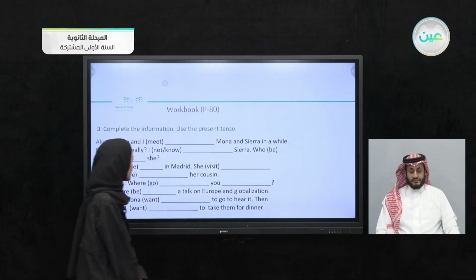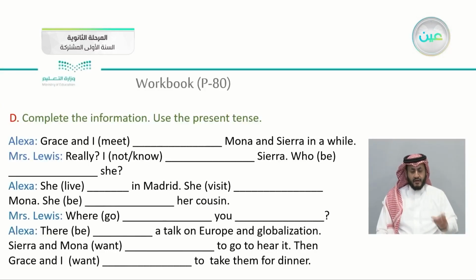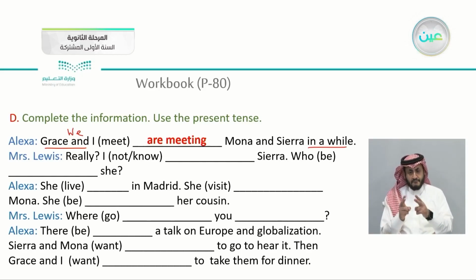Okay? Let's try to do this exercise in your workbooks, page 80. Exercise D. Complete the information and use the present tense. You can use present tense simple or progressive. Alexa and Mrs. Lewis. Alexa says, Grace and I meet Mona and Sierra in a while. So, future plan. We are going to use are meeting. Grace and I, so here we will have we. We are meeting.